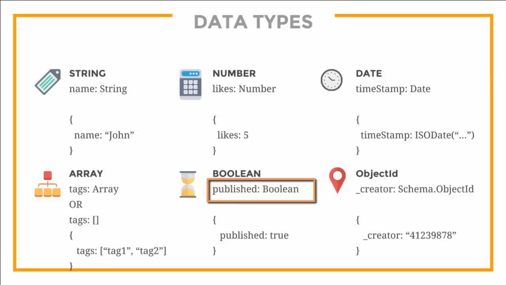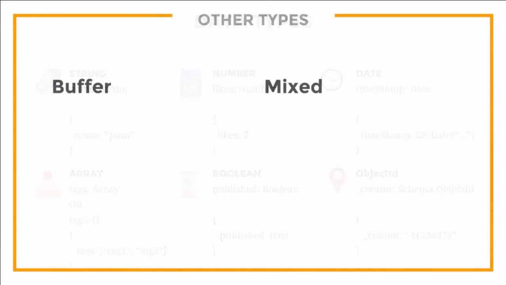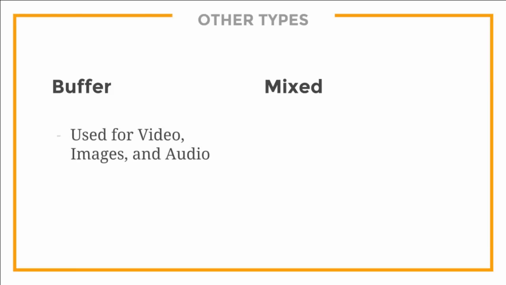Booleans can be set to either true or false, and object ID refers to another collection or schema. In a future example, I will show you how we can have a book schema that references an author schema using the type object ID. There are also 2 other data types that we won't be using in this course. They are buffer and mixed data. Buffer is used to store things like images, video, and audio. Mixed type allows you to store different types based on what you pass into it. So you might want to store, in certain instances, strings, and in other instances, arrays.